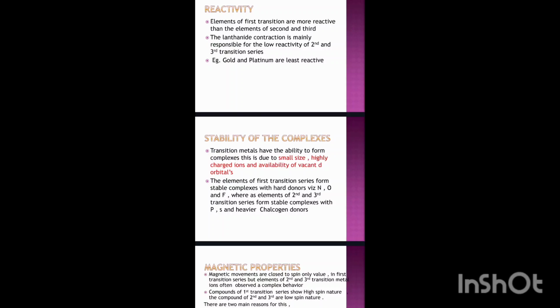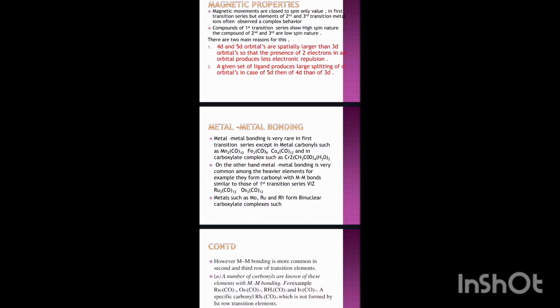Magnetic properties. Magnetic moments are close to the spin-only value in the first transition series, but the second and third transition metal ions often show complex behavior. Compounds of the first transition series show high spin nature. The compounds of the second and third are low spin in nature. There are two main reasons for this.